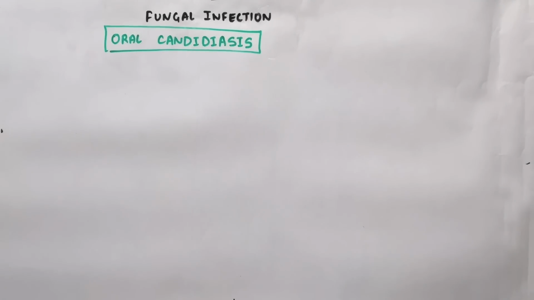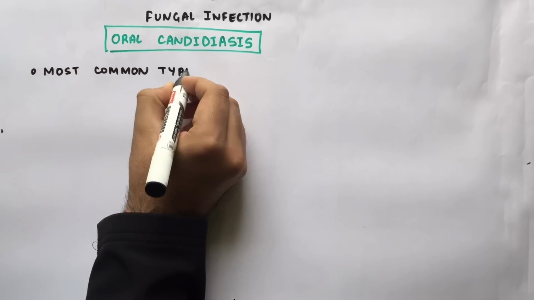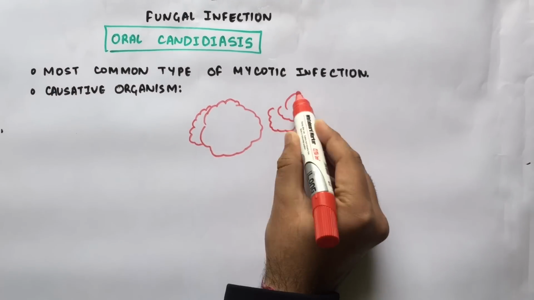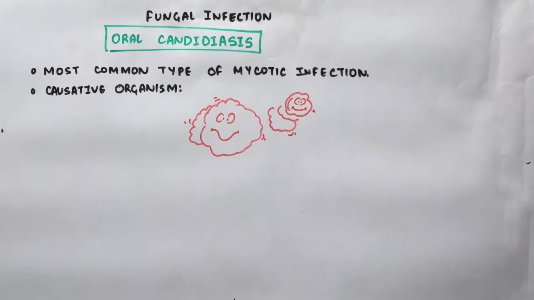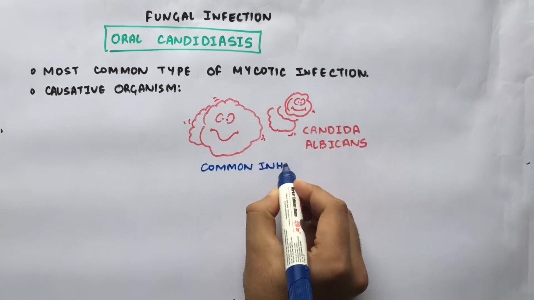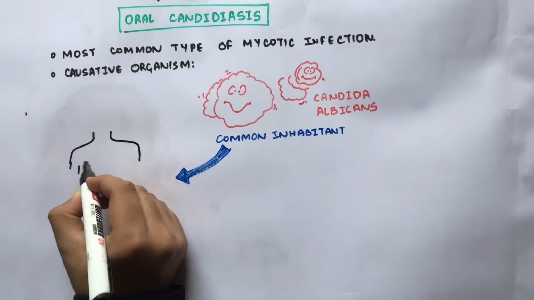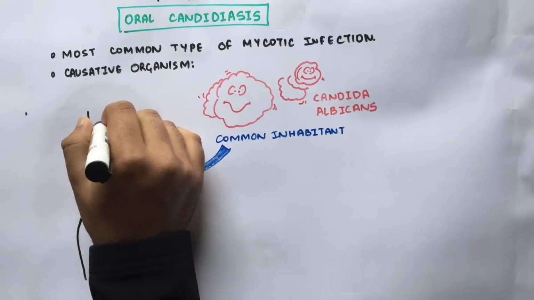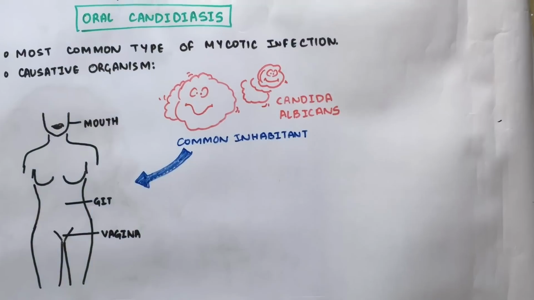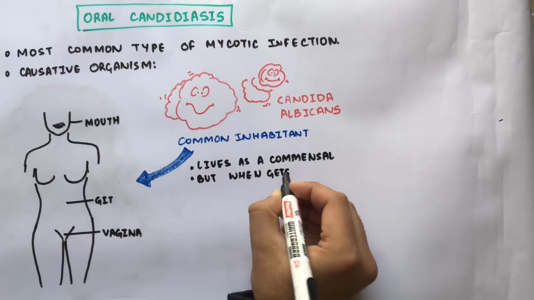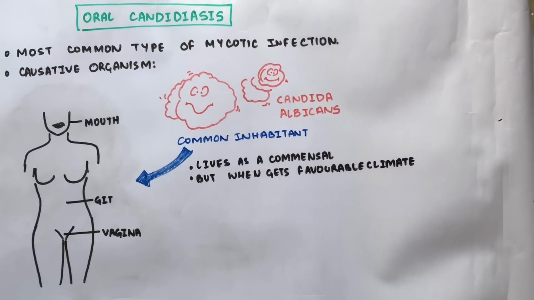Fungal infections. Oral candidiasis. Candidiasis is the most common type of mycotic or fungal infection that occurs in the oral cavity. This is predominantly caused by Candida albicans. The candidal organisms are present in the oral cavity, digestive tract, and the vaginal tract as normal commensals in many healthy persons. However, they become pathogenic due to some local or systemic changes in the body.